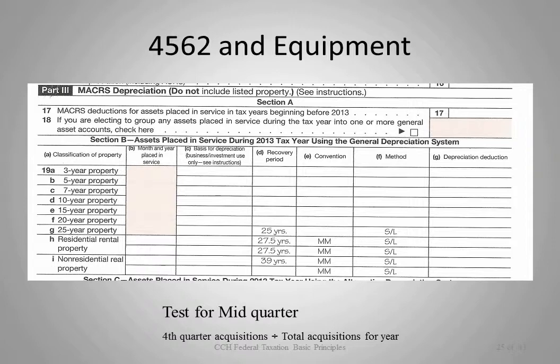So column C, my cumulative basis for all my 5-year property would be on 19B, reduced by any reductions I took for number 2 and 3 on the checklist. And once again, the recovery period is either going to be the class life or the recovery period. The convention will be mid-quarter or half year. And then your method will be double declining, 150% or straight line. And then that last column is your actual depreciation deduction.